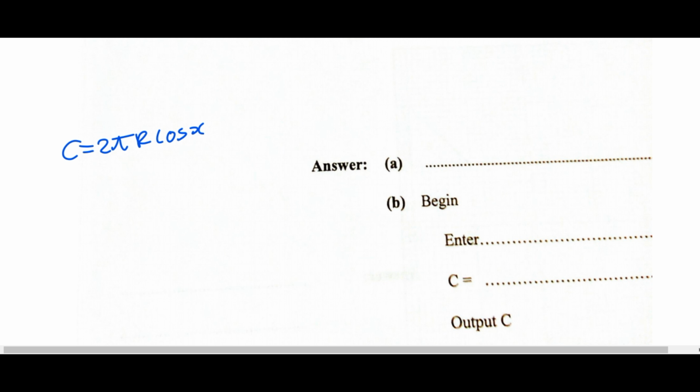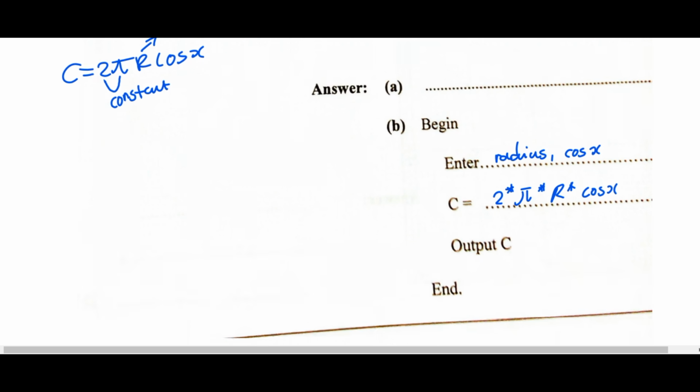So what are we going to enter? 2 and pi are constants, so these are not considered as our inputs. So the input is the radius, given the radius, and so we say enter radius, then also enter x for cos x. Then circumference is equal to 2 times pi times radius times cos x. So that is how we can finish this question.